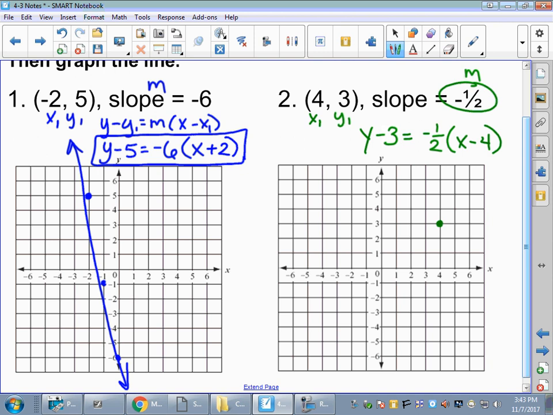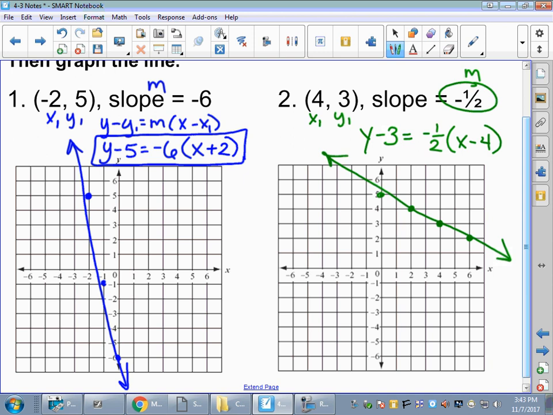That's my beginning point. And then I'm going to count down 1 over 2 for slope. I'm running out of room, so I'm going to count up 1 over 2, up 1 over 2. I need at least 3 points to connect and extend. And there you have it.